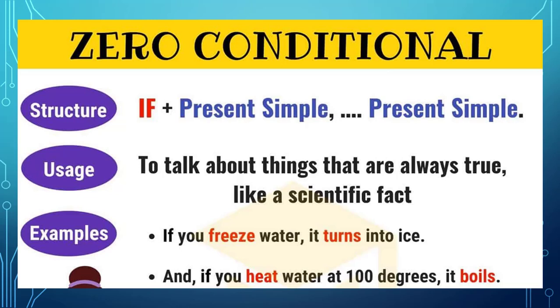For example, we say if you freeze water, it turns into ice. Another one, if you heat water at 100 degrees, it boils. So it's a scientific fact, when you freeze water, it turns into ice, okay? You have no other results, okay? So this is what we do with zero conditional. We are talking here about a scientific fact, okay?